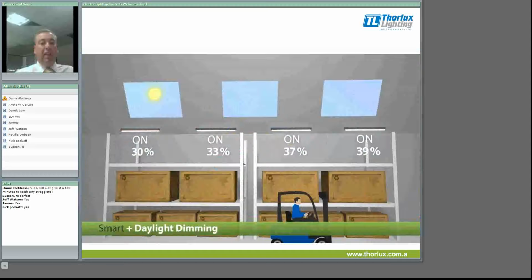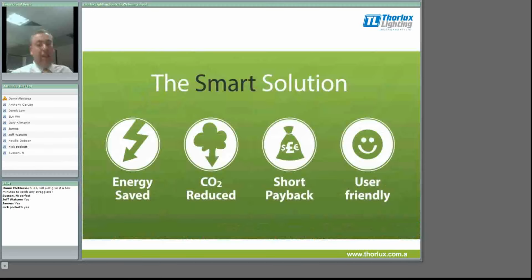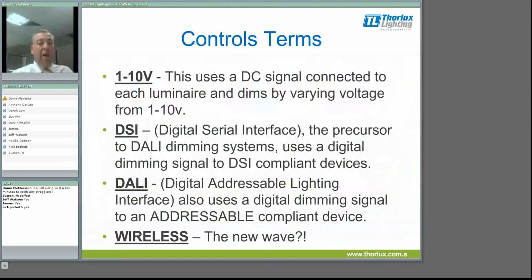With the smart system, we also incorporate daylight dimming. As we can see from this illustration, with the roof lights and the sun being high up in the sky, giving us plenty of lighting in the racking aisles. So the luminaires are actually dimmed down to between 30 and 40%. And even on a cloudy day, we're still looking at getting between 50 and 60% savings. So the smart solution saves energy, reduces CO2, gives us a short payback, and hopefully is very user friendly.